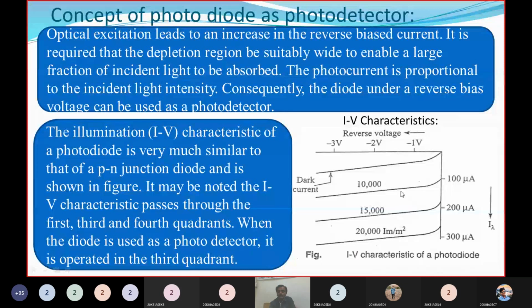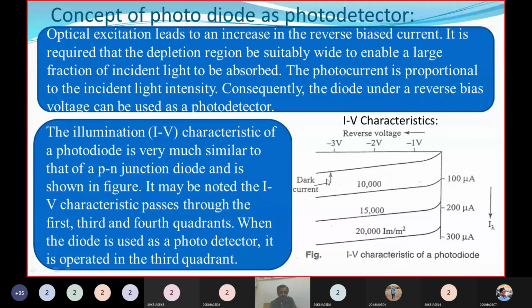So we can also measure the intensity of the light by using this photodiode. How much light is incident? If the intensity is very low, the current will be less; high intensity means the current will be more. We already know that this current is called the reverse saturation current without any light absorption. So initially there is a current flowing through the diode, and that current we call dark current.